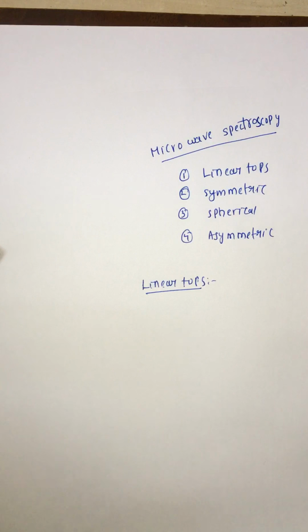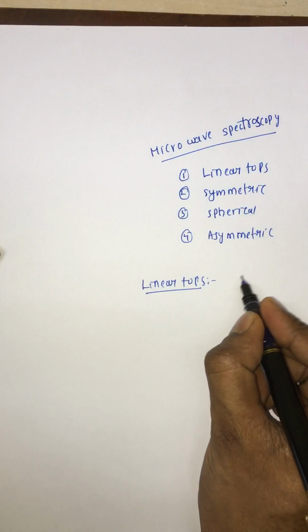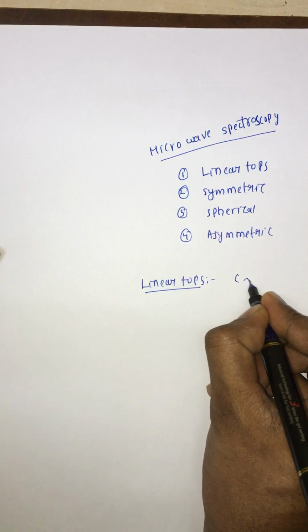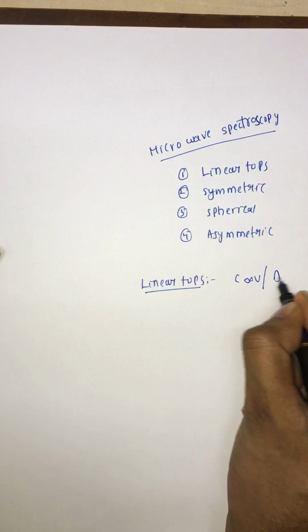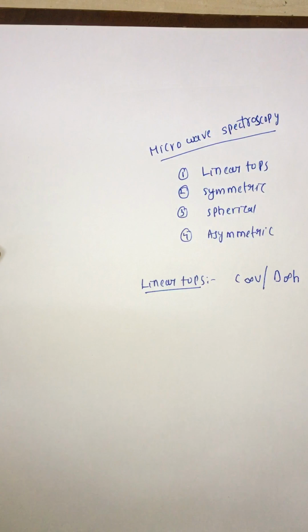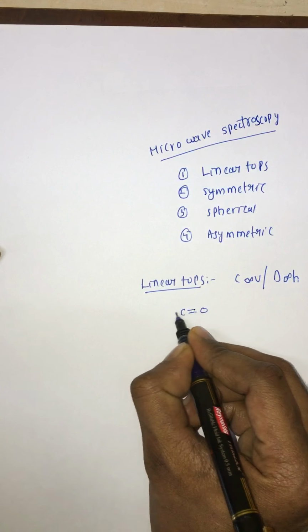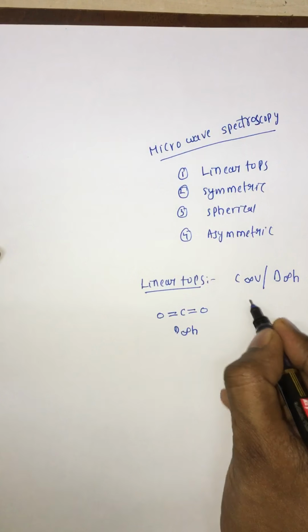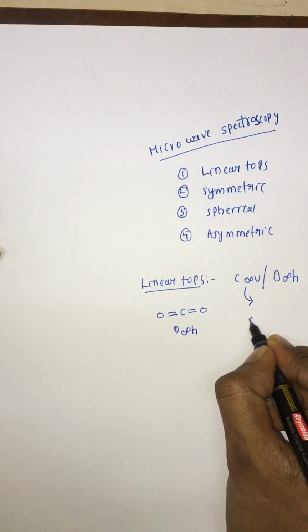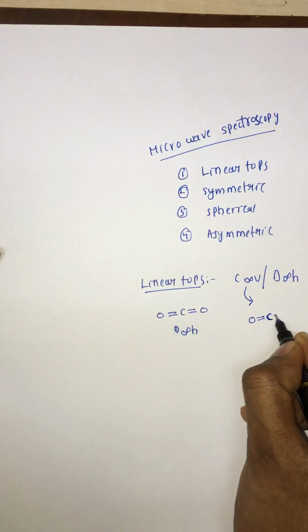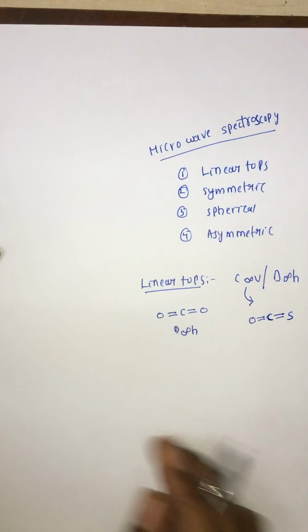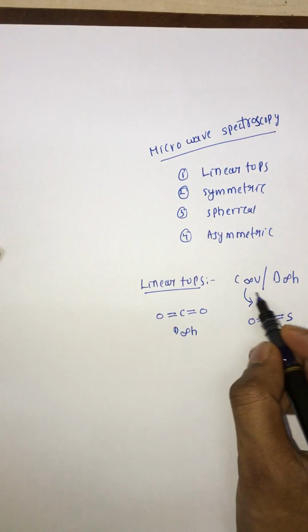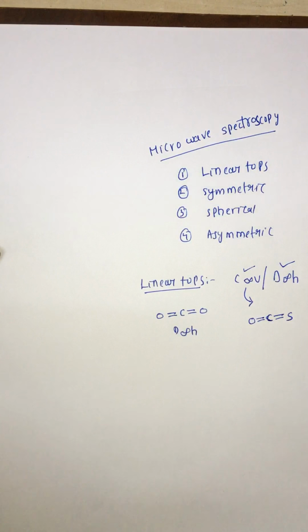In case of linear tops, the molecules which belong to the C∞v point group and the D∞h point group come under linear tops. We can say carbon dioxide, which belongs to the D∞h point group, and for the C∞v group we have carbonyl sulfide. So molecules which belong to the C∞v and D∞h point groups come under the linear tops.